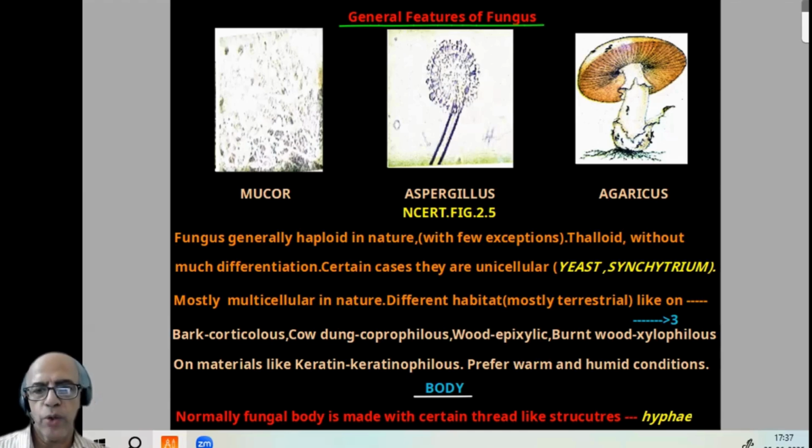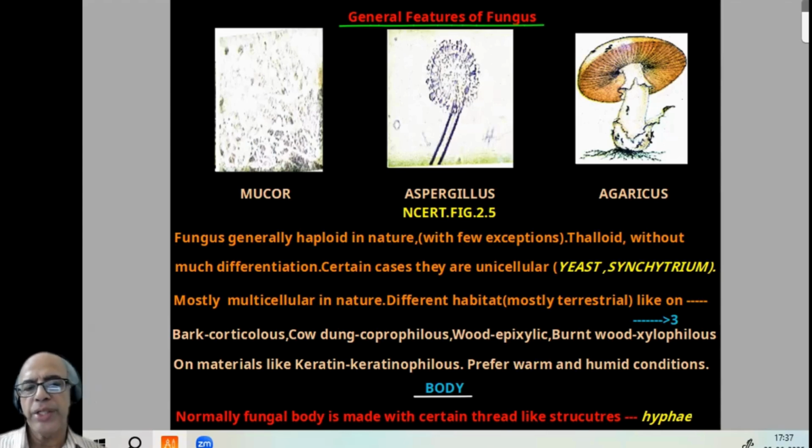If it is on the bark of a tree, it is called corticolous. If it is on cow dung, it is coprophilous. If it is on wood, epixylous. If it is on burned wood, anthracophilous. On materials like keratin, it is called keratinophilous. So according to the area where they live, the name came, prefix or suffix. Next, they prefer warm and humid conditions. Important question. Now coming to the body of fungus.